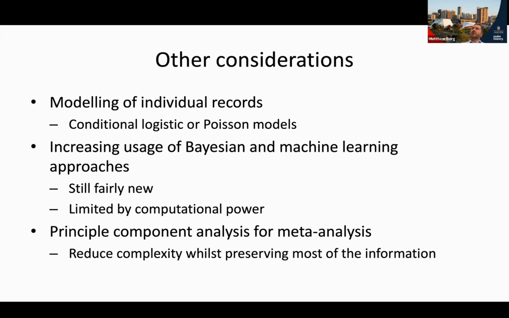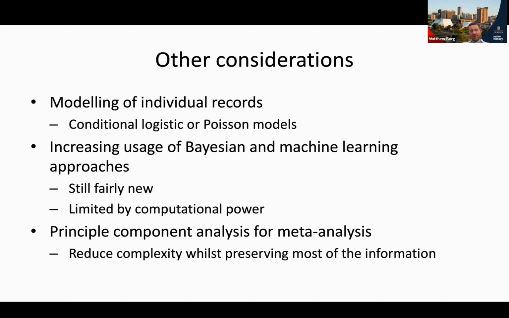We're starting to get increasing usage of Bayesian and machine learning approaches for these types of analysis. It's still fairly new and innovative, and computational power tends to be a very big burden here, as you require a lot of power and it takes a lot longer. I've had a colleague say it took him a month just to run an individual record Bayesian model just for one city. So as computational power gets stronger, this is starting to get addressed.